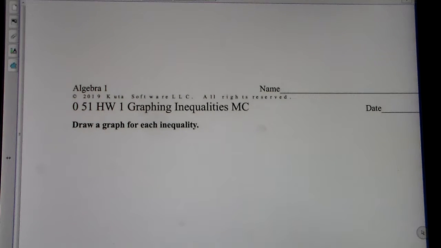All right, ladies and gentlemen, this is O51 HW1, Graphing Inequalities. As far as the homework, we're going to go over the first couple problems to make sure you feel nice and comfortable and review what we talked about during class. If you have any questions, make sure you ask during class or come to extra help after school. I'll be happy to help you out.